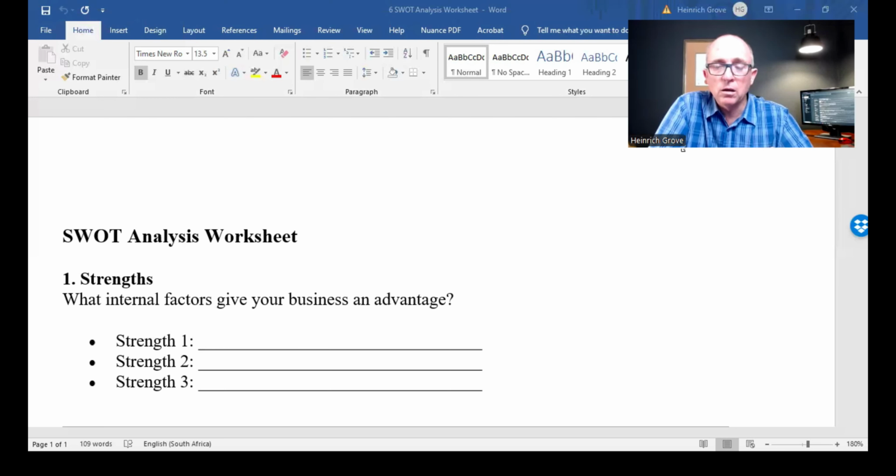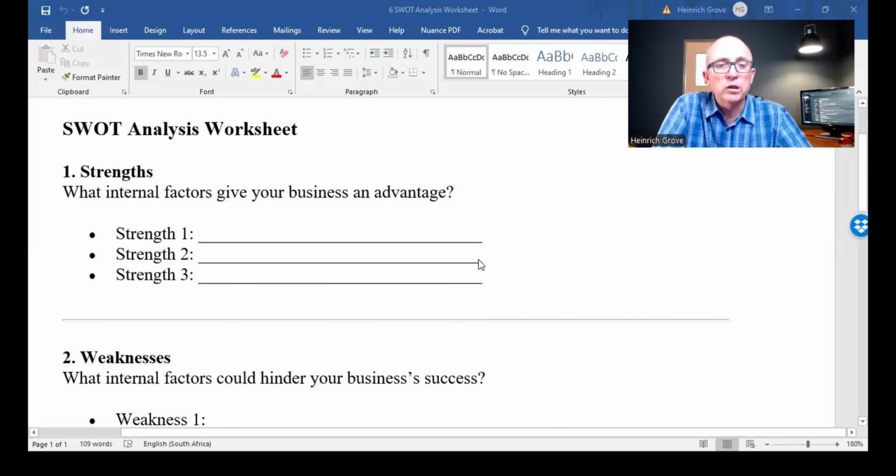This is something that has got to become a working document. It's not a thing that you just do once off. It's something that you save on your computer. Maybe once every 6 months, you start looking at this and say, listen, this strength is still one of my strengths. This weakness is still one of my weaknesses. So, SWOT analysis.